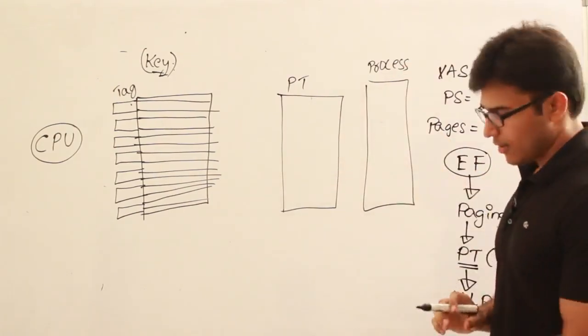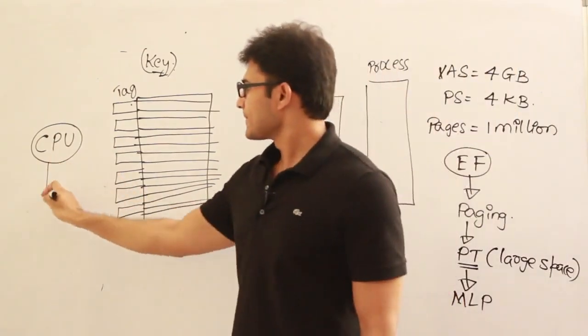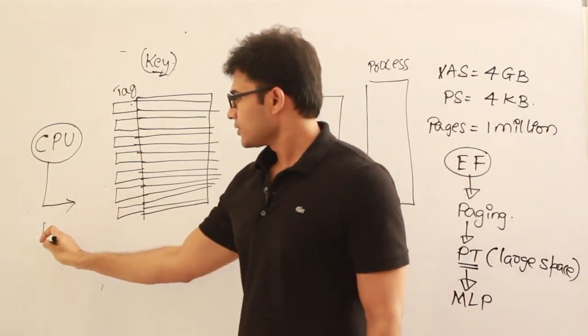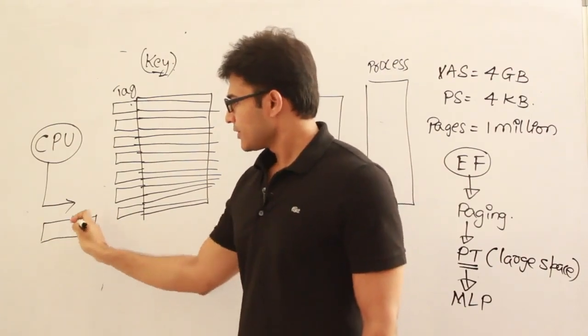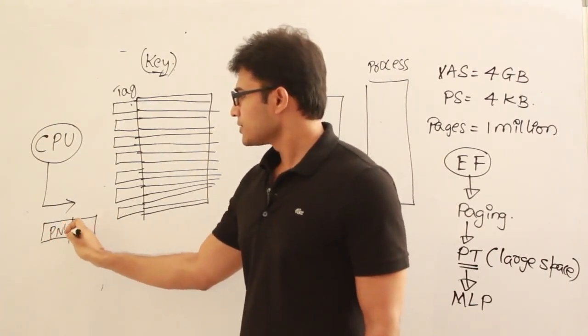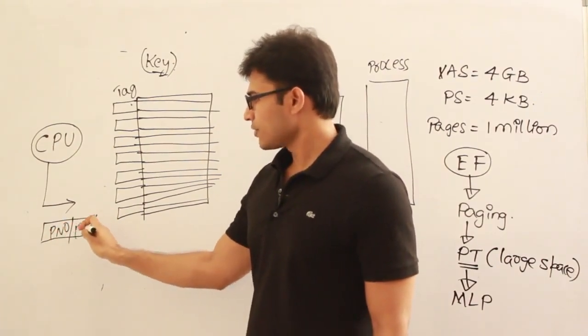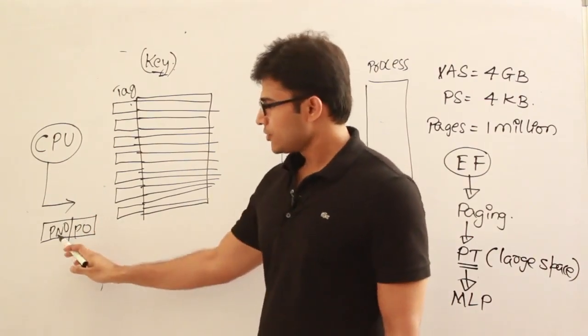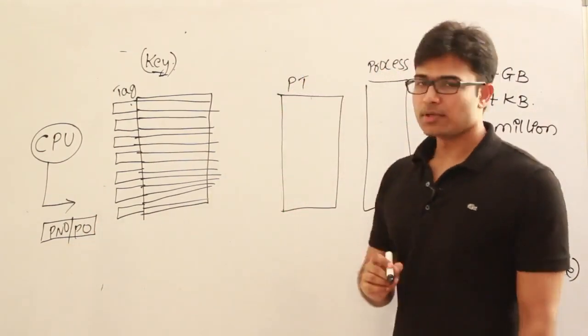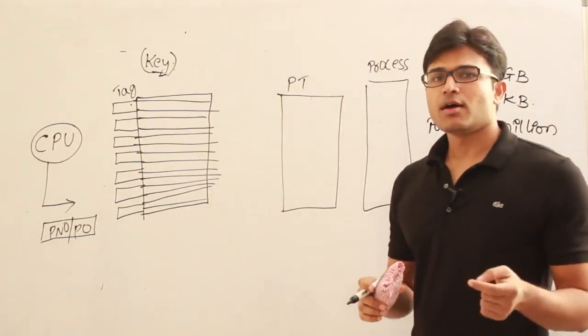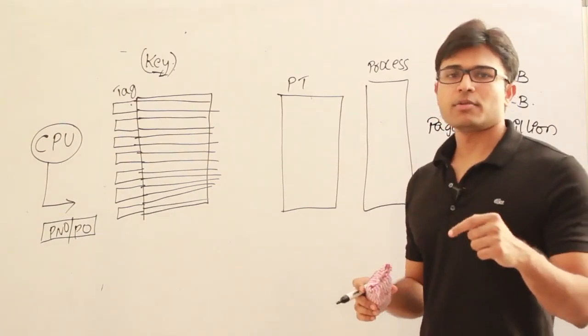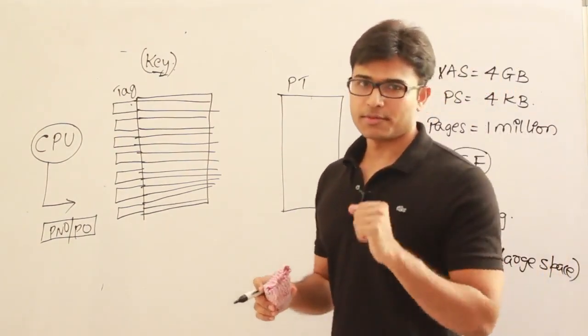Okay, now the CPU is generating the logical address. The logical address has two parts: one is the page number and the other is the page offset, right? And actually we should go into the page table and get the frame number corresponding to that particular page number. That is the concept, isn't it?